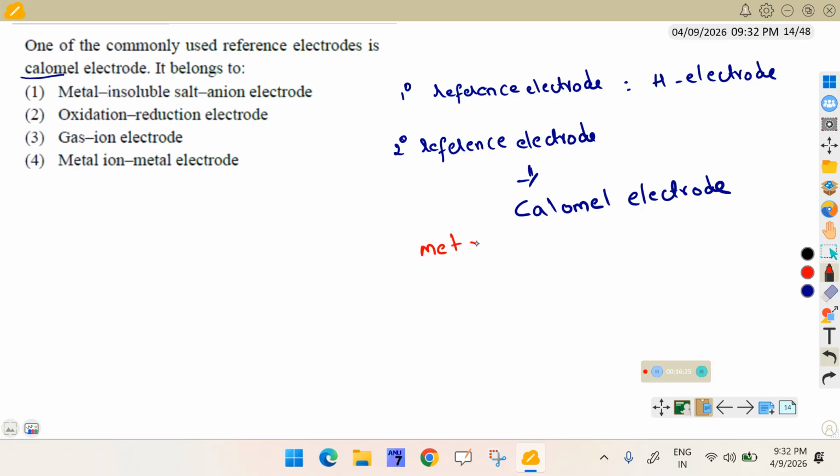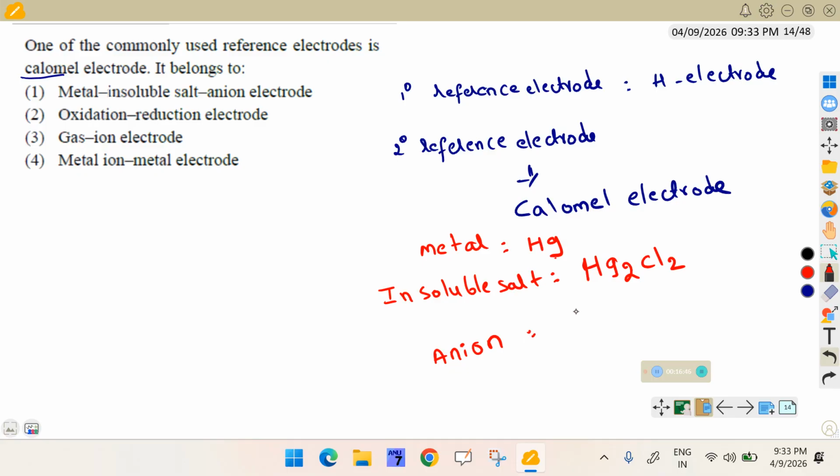In the calomel electrode, the metal is mercury. The insoluble salt is mercurous chloride, Hg2Cl2. And the anion is chloride ion. So based on this data, the calomel electrode belongs to the metal, insoluble salt, anion electrode. First option is correct.